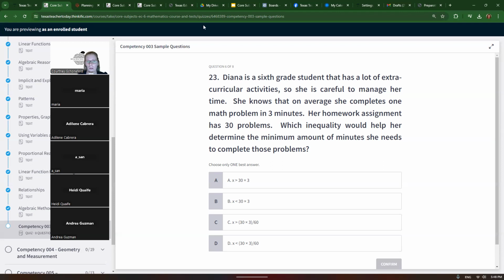And you guys are good. Yes, this one is also A. Let me show you how to do that. So we know that we want to know how many minutes she needs, right? And she needs at least this many minutes, so it has to be greater than. And she takes 3 minutes per question. And there's 30 questions. So she needs at least 90 minutes, right? X is greater than 90. So the correct answer is A.